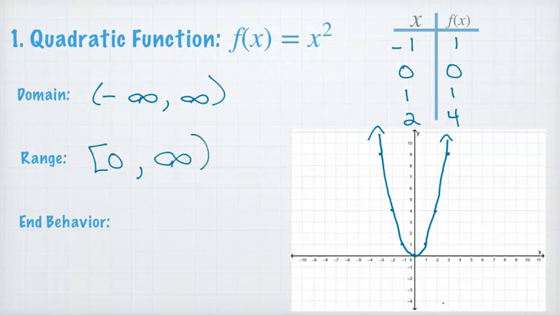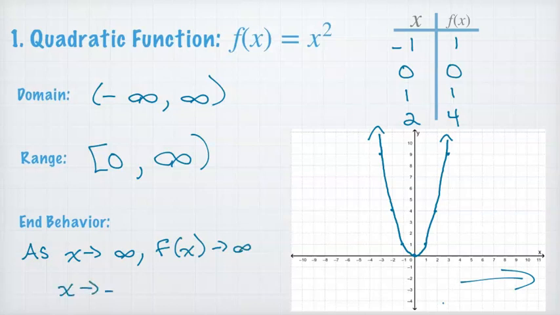And the end behavior of this parabola: as x goes to infinity, as x goes this way, then my function goes up, also to infinity. And as x goes to -infinity, then my function is still going up. And we will talk about how we flip this parabola and move it all around. And when you do that, the end behavior might change.